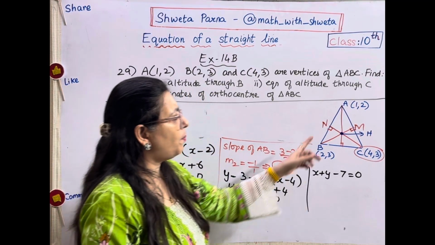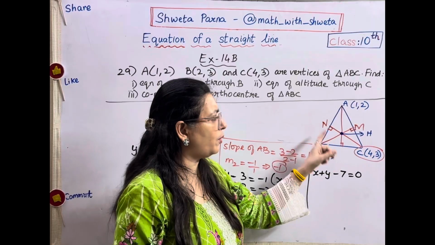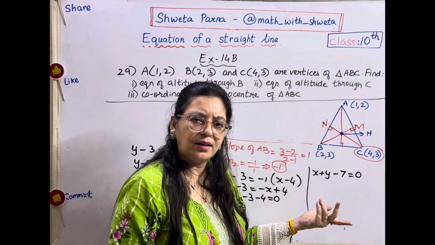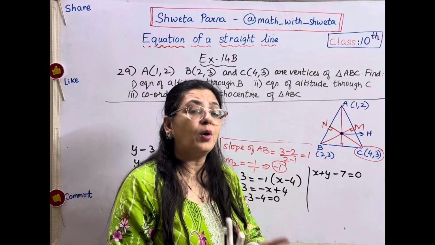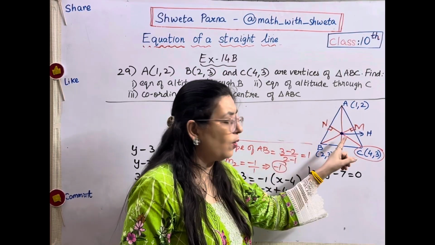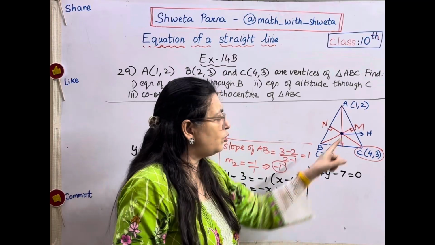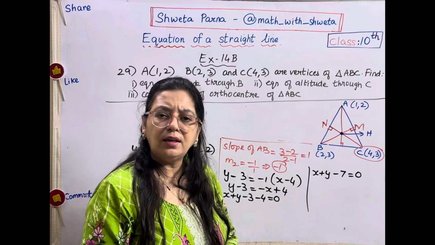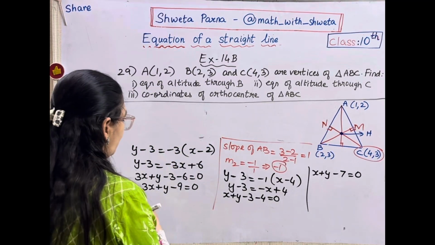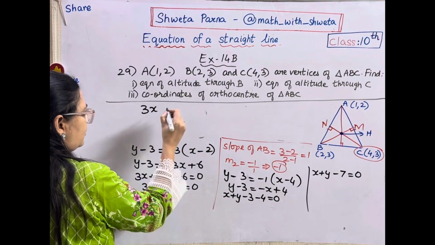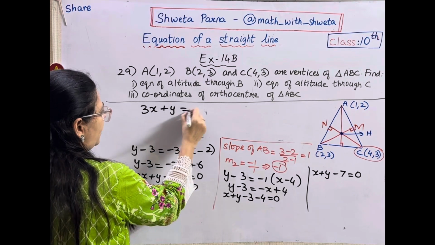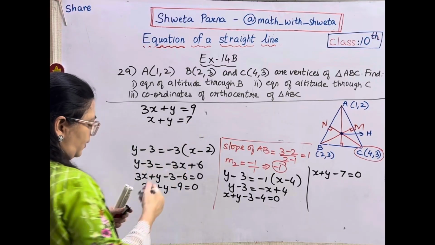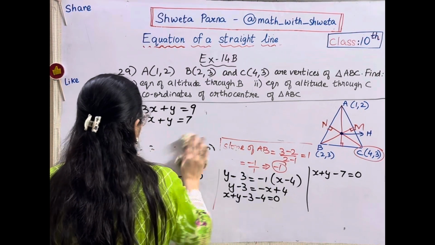Now this H lies on two lines. You have already found the equation of CN and BM, so the point of intersection becomes easier. Orthocenter is the point of intersection where all the three altitudes meet. So two altitude equations you have already found out. Using that you can find the intersection. So what was the first equation? The first equation was 3x plus y is equal to 9. The other one was x plus y is equal to 7. Let's solve this.